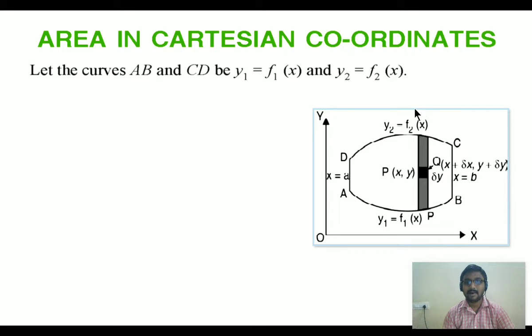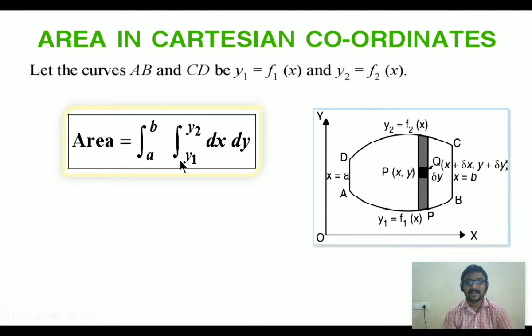And we have a small particle whose area is delta x into delta y. Now using double integral, we can compute the required total area of the closed region, which is the integral from a to b, integral from y1 to y2, dx dy. Here the integrand function value must be 1. So the area formula is double integral dx dy, the required area for the Cartesian curves.